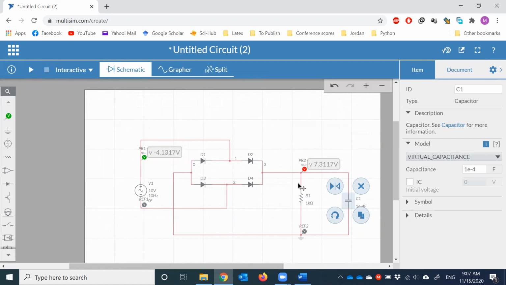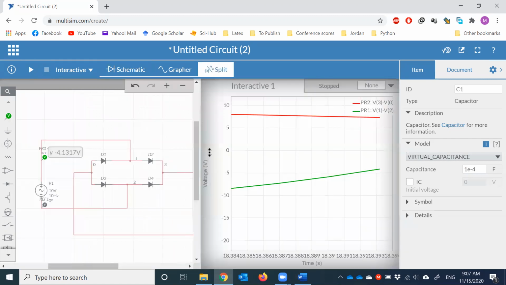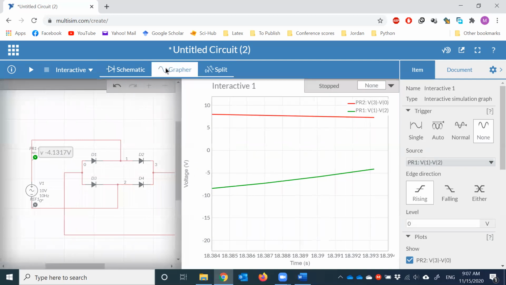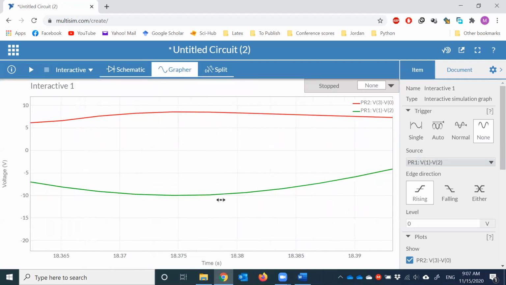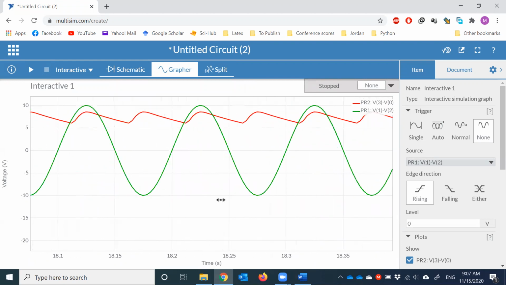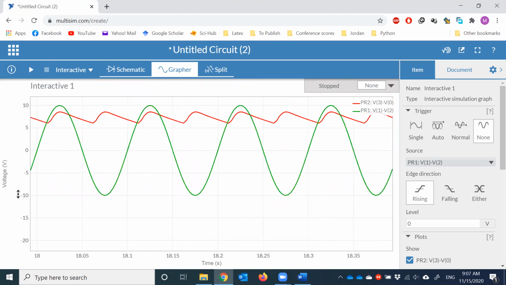And actually you can have both, let's say the circuit and the graph together, we have split. But we want to have, let's say, the full graph. It will be easier to visualize. And yeah, let's modify the x-axis. There we go.